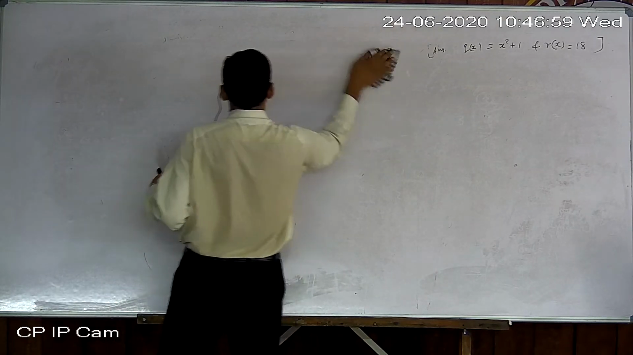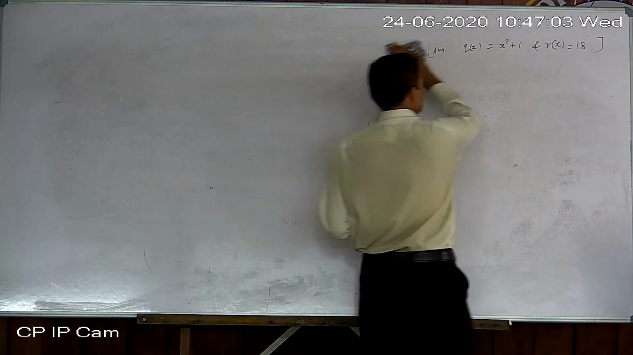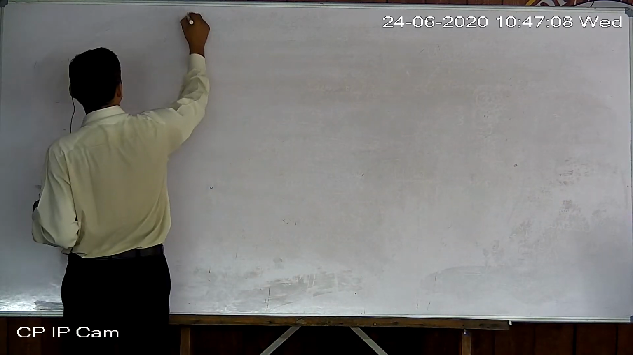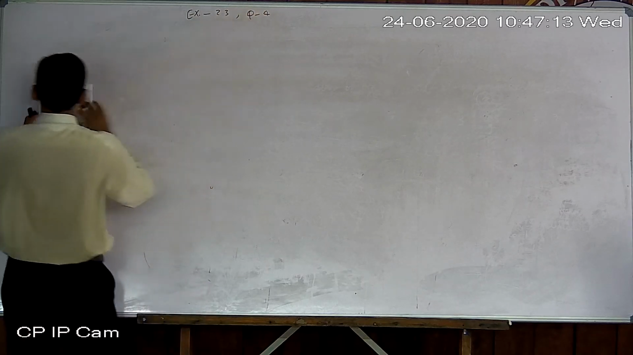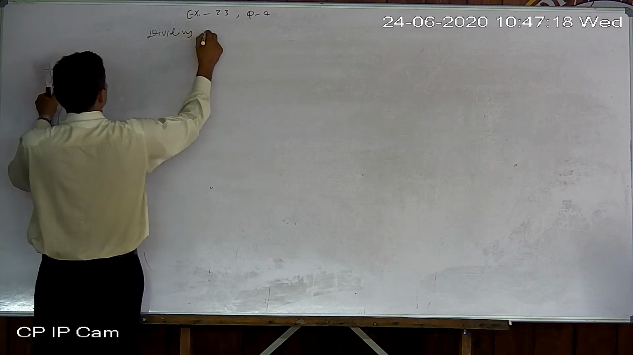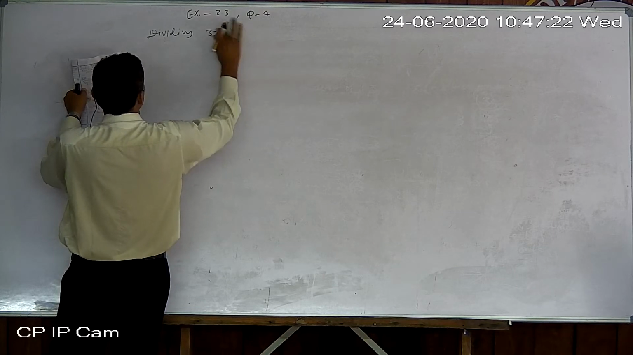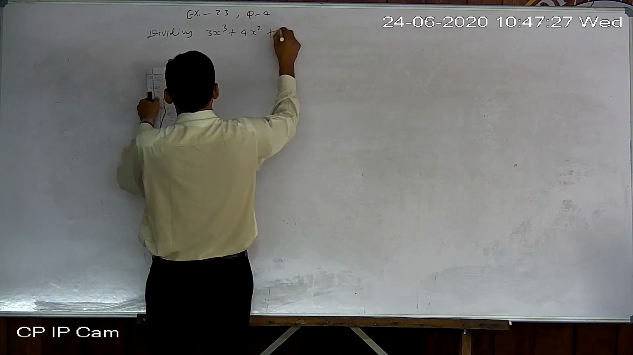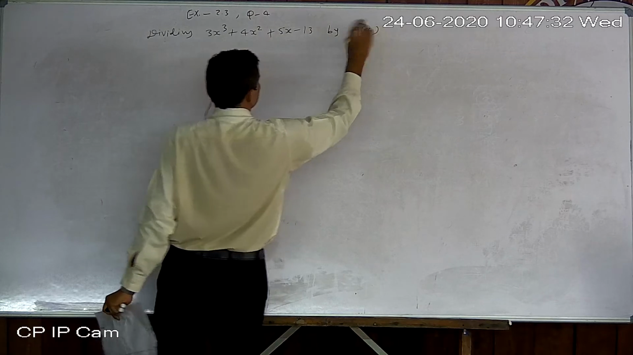Now our next one is from textbook. Question number 4, Exercise 2.3. Question number 4. What is that? Dividing, you just open your textbook also. Keep it open always. 3x cube plus 4x square plus 5x minus 30 by g of x, means divisor polynomial not given.